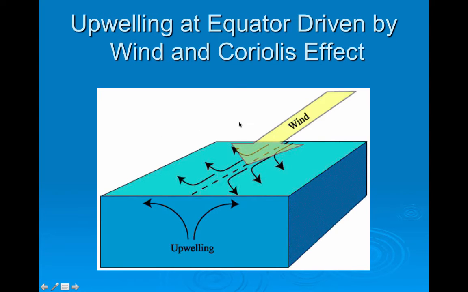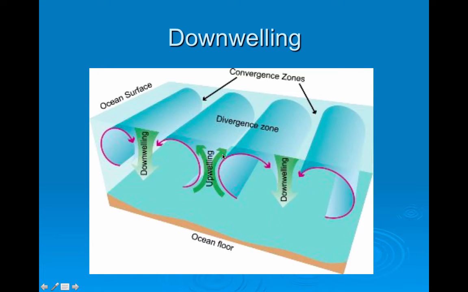All right, here is another way that upwellings occur, and this is driven by winds and the Coriolis effect. All right, downwellings. How do downwellings occur? In areas where surface currents converge. So diverge is the upwelling, converge is the downwelling. And why is this important? Because this is the way that these deep, dark layers get dissolved oxygen.